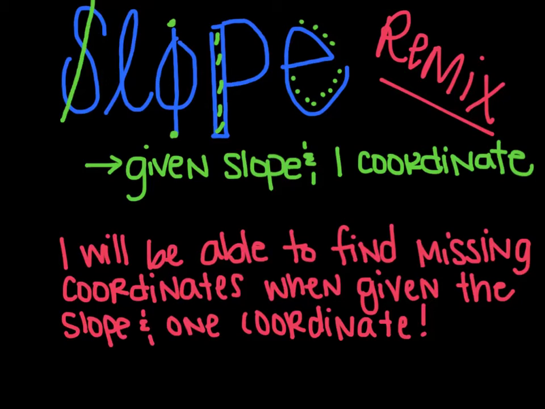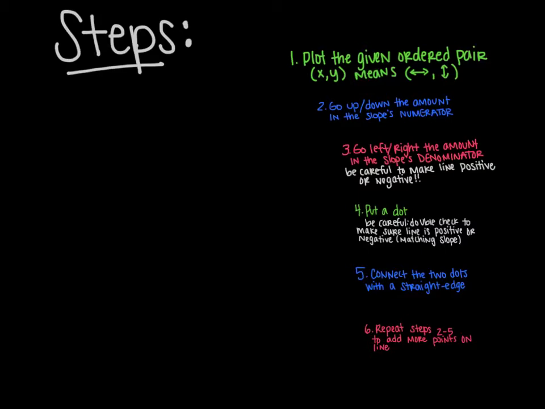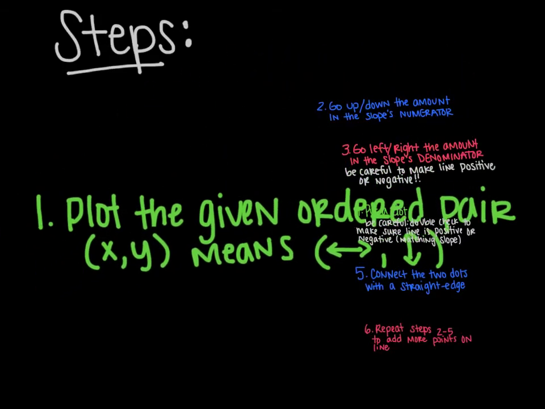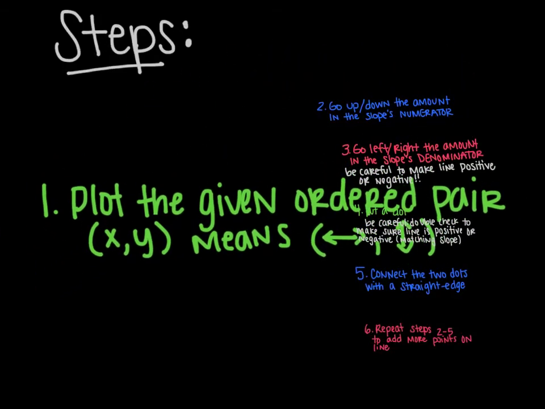In other words, you will be able to find the missing coordinate, or 2 or 3 or 4, when given the slope and one coordinate. So here are the steps laid out for you. Number 1, you're going to plot the given ordered pair.